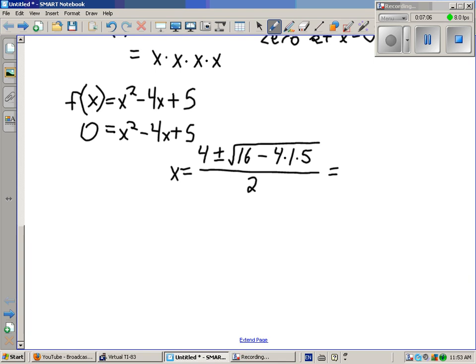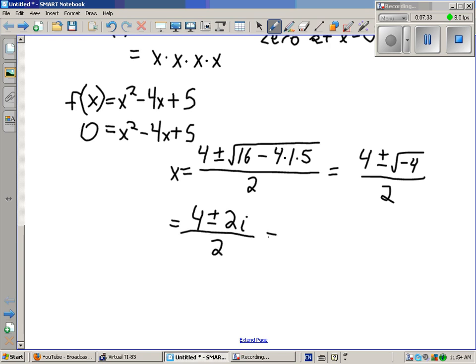4 times 1 times 5 is 20. 16 minus 20 is going to be negative 4. So what we wind up with is 4 plus or minus the square root of negative 4, all over 2. The square root of negative 4 is plus or minus 2i. So we have 4 plus or minus 2i over 2. When we simplify a little bit further, we get 2 plus or minus i.